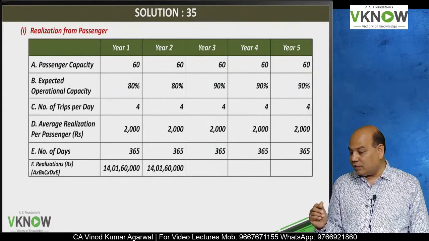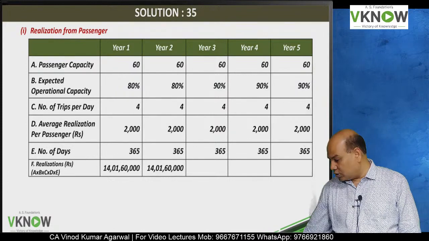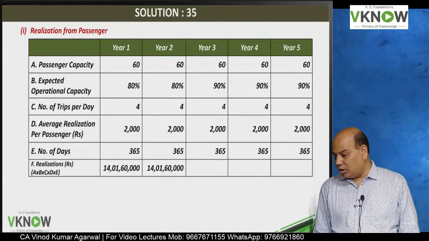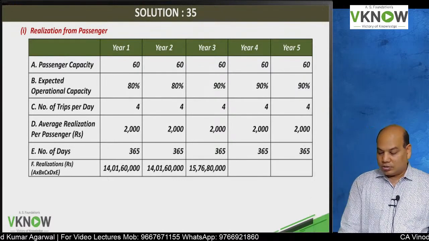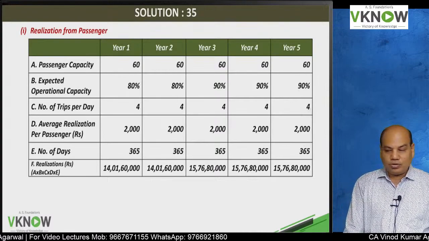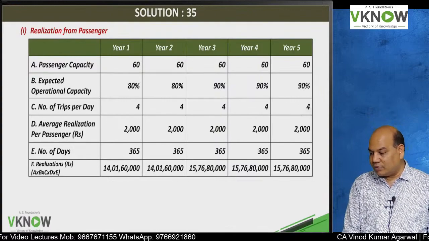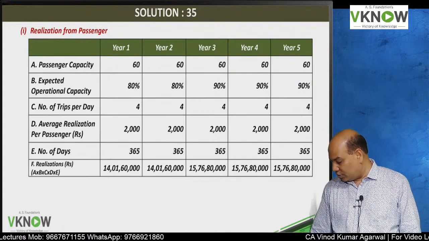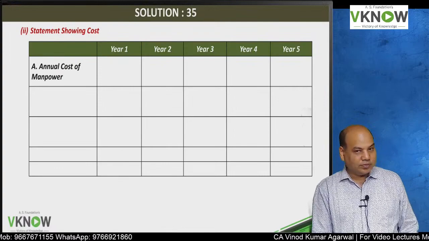Anybody for the third year? 15 crore 76 lakh 80,000. Copy paste because data is same. Don't waste time again. Is it right? All 5 numbers are same. Very good. Those who are replying, they are good students. Those who are not replying, they are very good students.